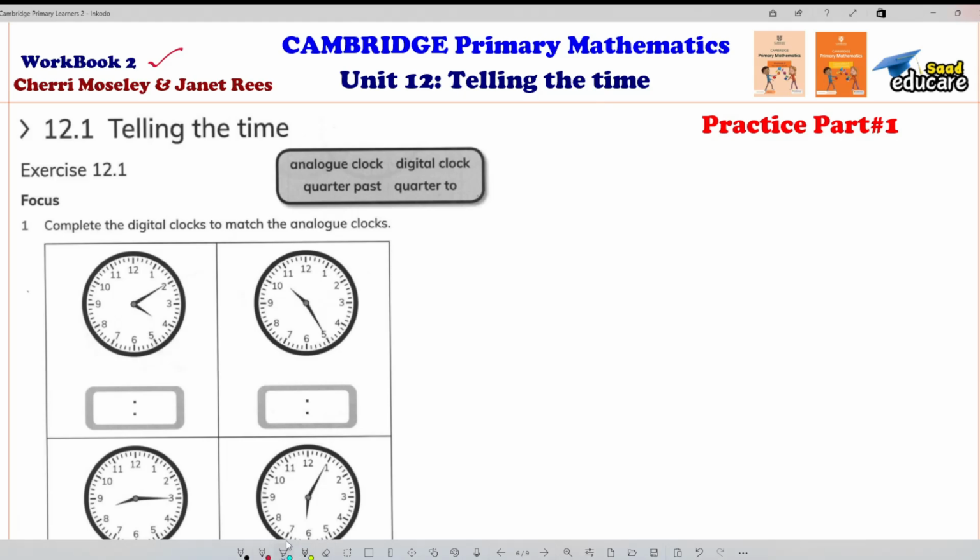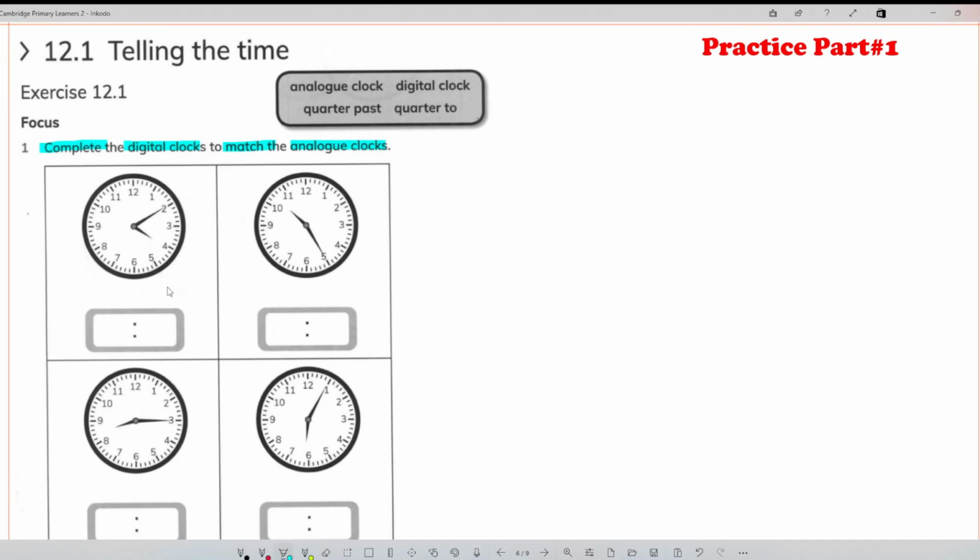Let's start. First question. Here is mentioned: complete the digital clock to match the analog clocks. So this is our analog clocks. The minute stick is on 2 and the hour on 4. Therefore, we can say the hour is 4, and 2 means what? We know 1 means 5 times table, 1 times 5, 2 times 5 equals 10. It means here is 10.